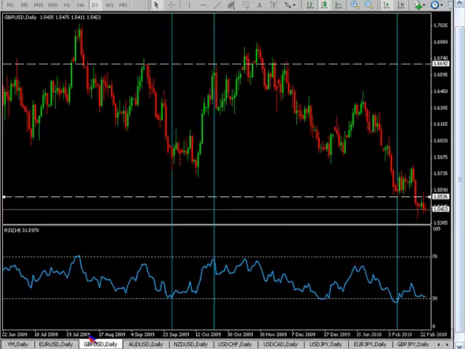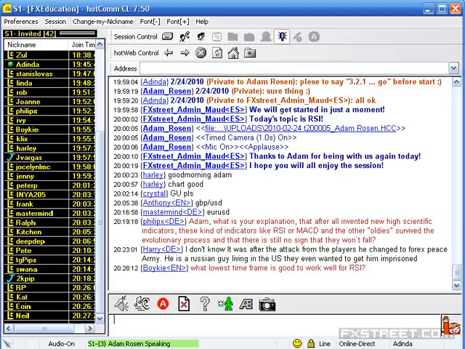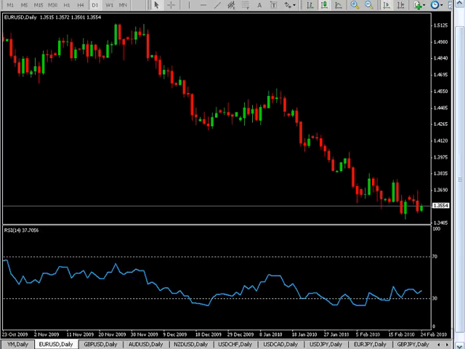Next chart on request was the euro dollar, and I see another question here. What is the lowest time frame to work well for the RSI? It's a great question, Boyke. My favorite time frame, as I mentioned before, is daily charts. I think it represents a nice compromise between short-term trading action, long-term trend, etc.